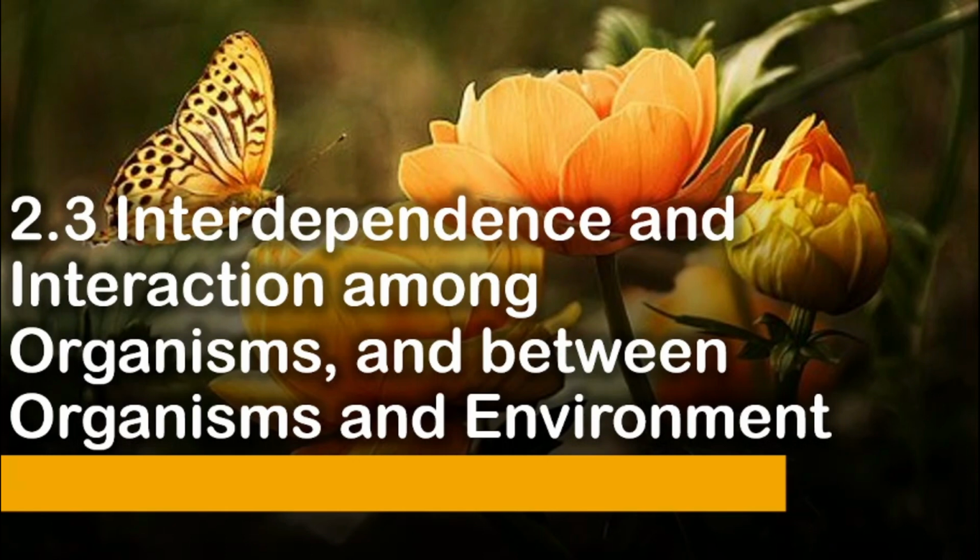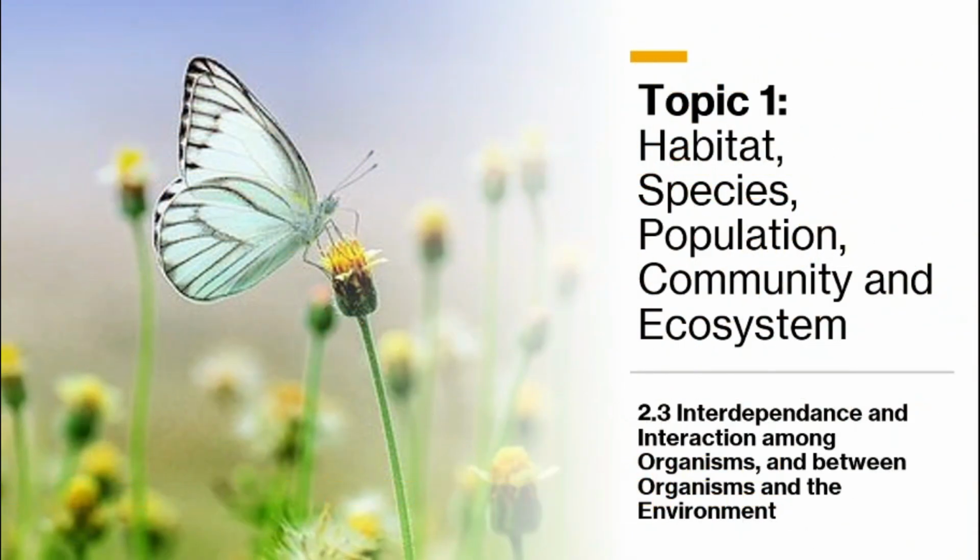In this video, we are going to look at the third subtopic of Chapter 2, that is the interdependence and interaction among organisms and also between organisms and environment. And because this topic is a little long, Cikgu is going to do two parts of the video. In this video, we are going to look at the first topic, that is the habitat, species, population, community, and ecosystem. We are also going to look at some changes that might happen in ecosystem.